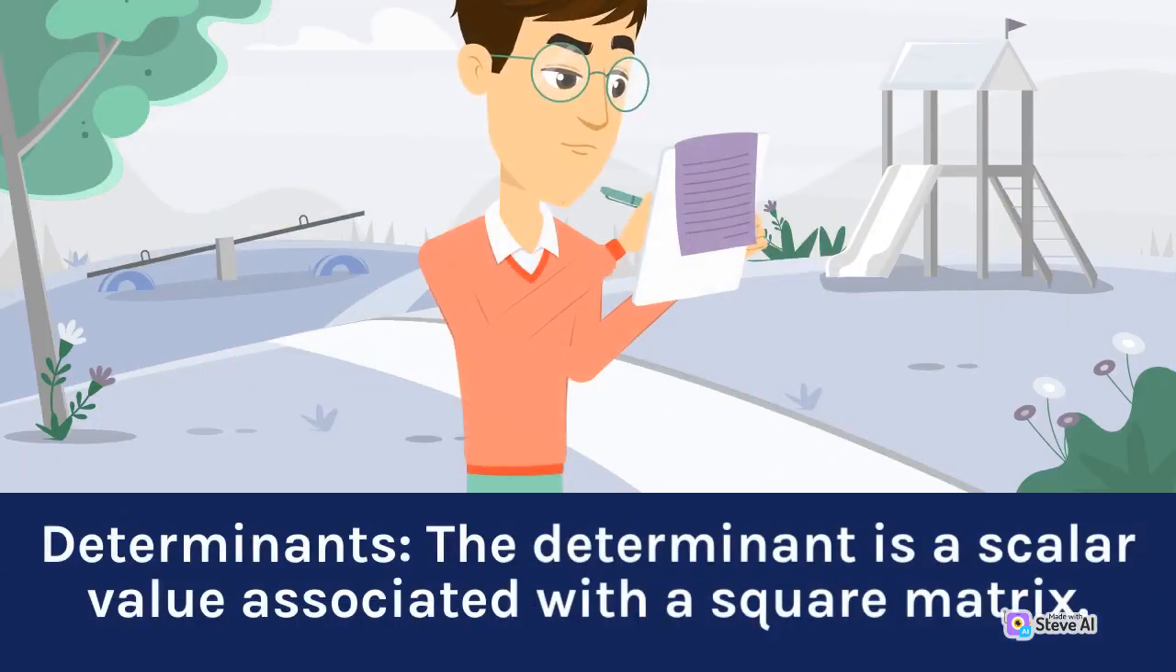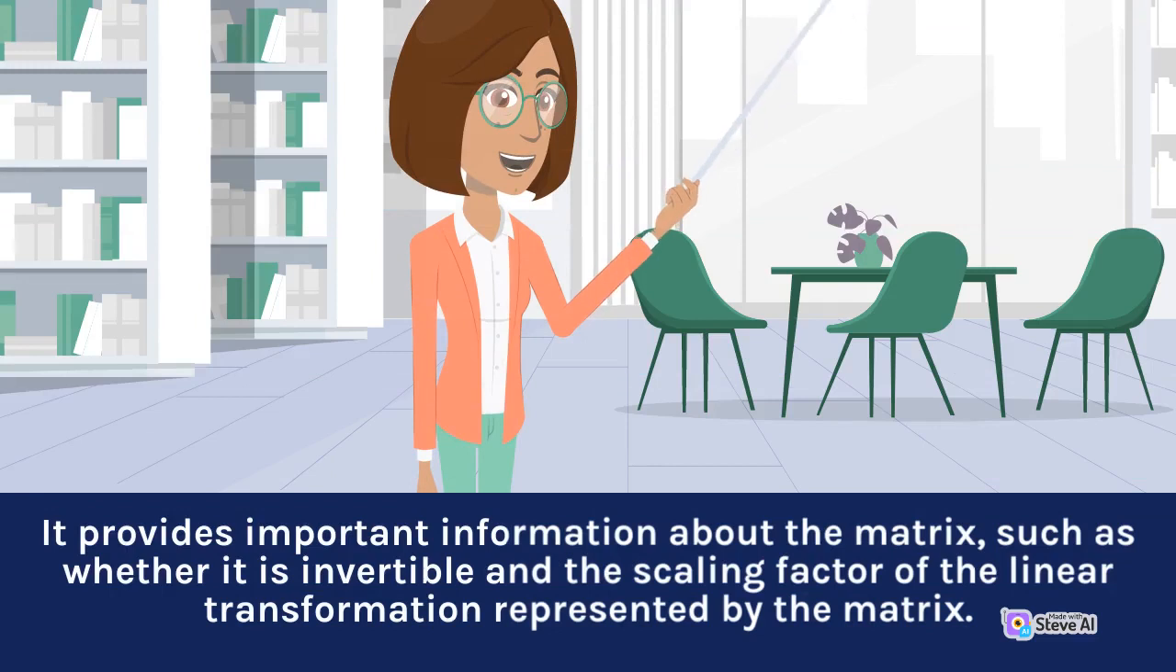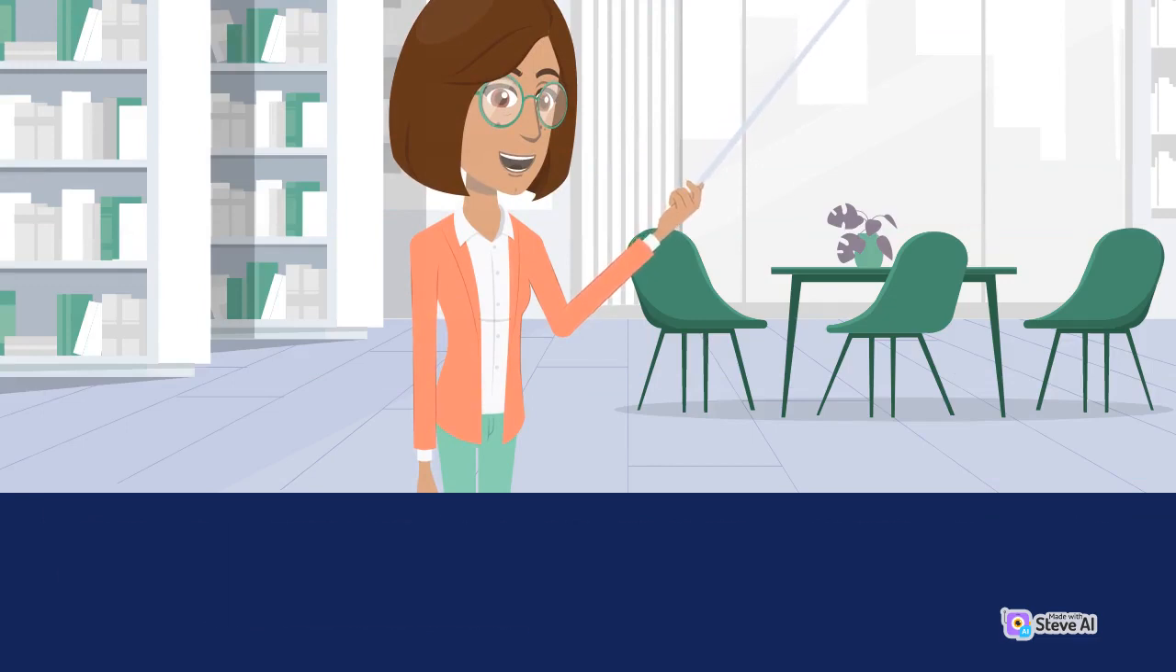7. Determinants. The determinant is a scalar value associated with a square matrix. It provides important information about the matrix, such as whether it is invertible and the scaling factor of the linear transformation represented by the matrix.